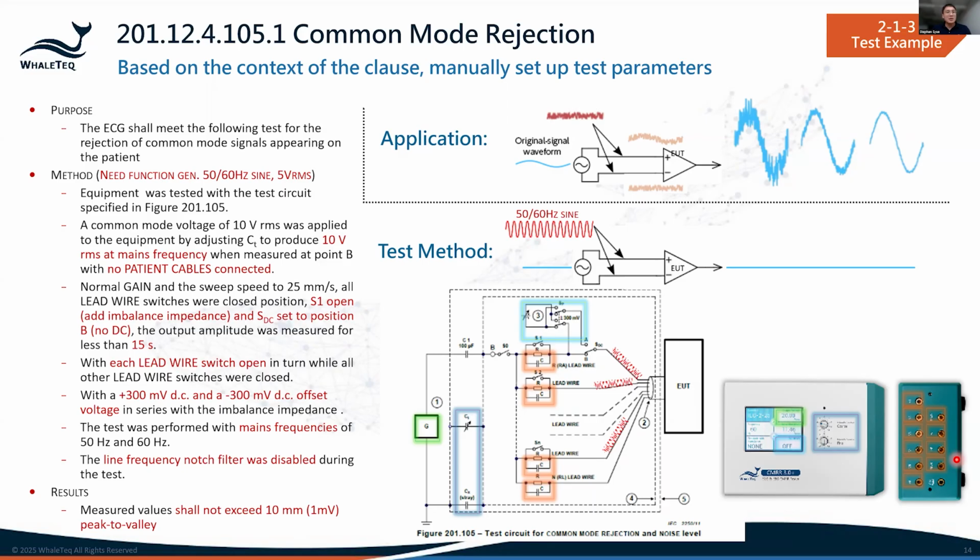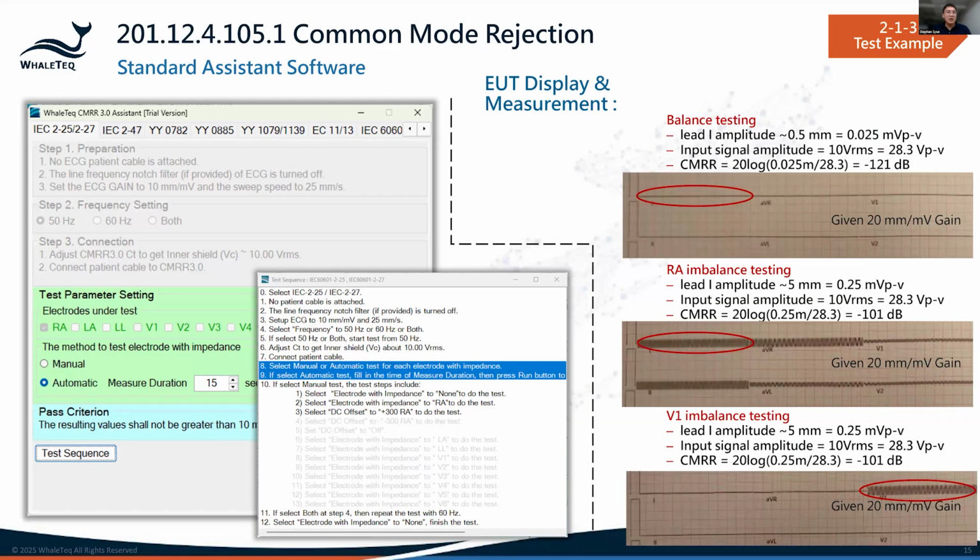So we can use an LCD panel and the CMR 3.0 GUI to set one condition at a time, but the amount of testing is quite a lot, given the number of ECG leads. So that lets us feel the power of the standard assistant software again. There is a clear procedure to follow and easy-to-understand auto setting for you.